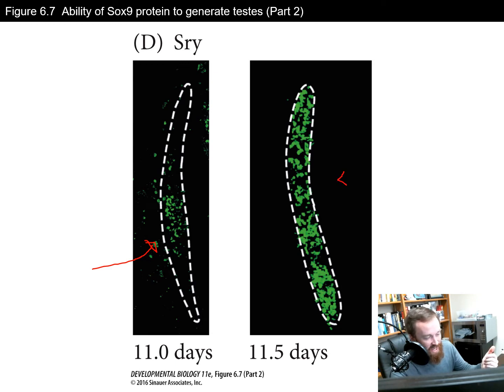But at 11.5 days, we have a whole bunch. And then if we were to look at, they didn't include this figure, but if we were to look at 12 and a half days, that expression would go back down. So it's just like a light switch. It's active for just a short time, and then it causes this cascade.